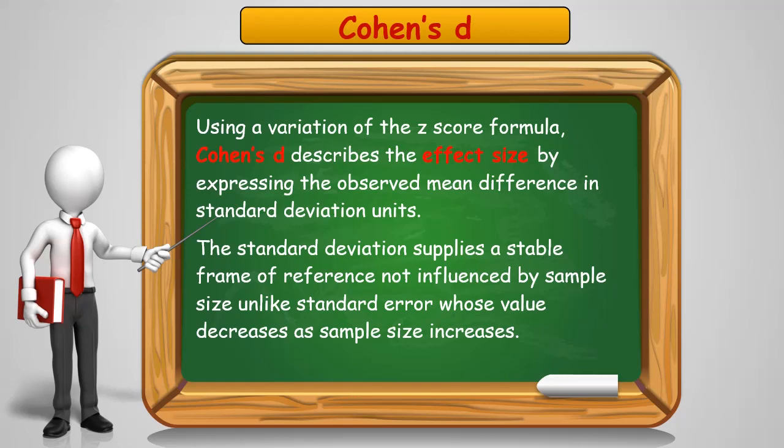Now there's one more thing I'd like to discuss in this chapter, and that's Cohen's d, the Cohen's d-score. It describes the effect size by expressing the observed mean differences in standard deviation units. And the standard deviation supplies a stable frame of reference that's not influenced by sample size, unlike standard error, whose values increase or decrease.